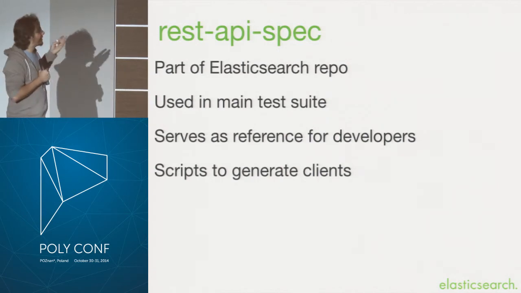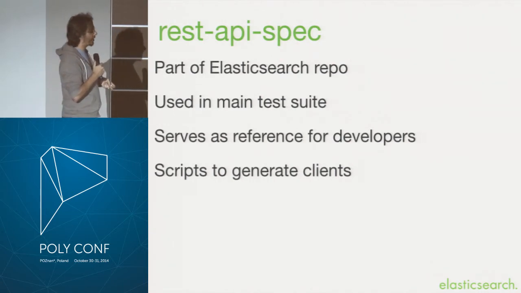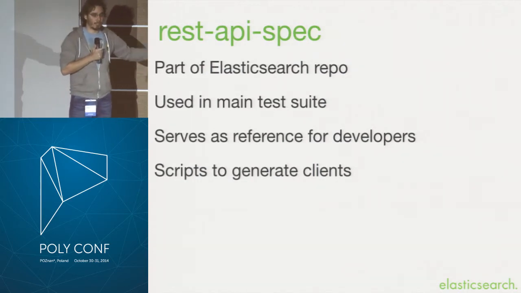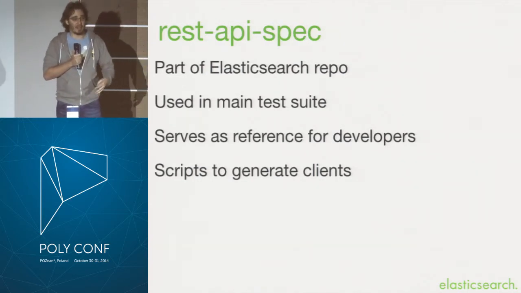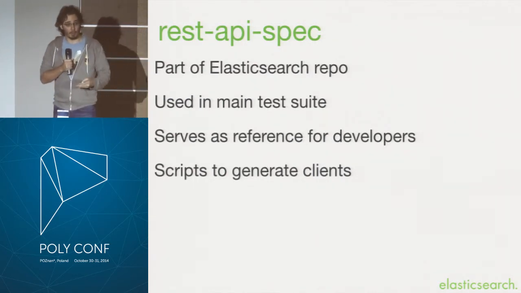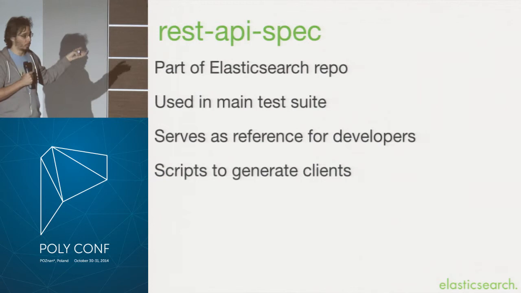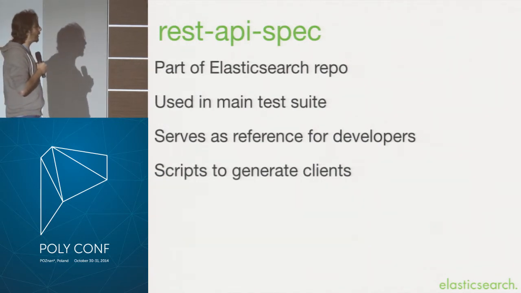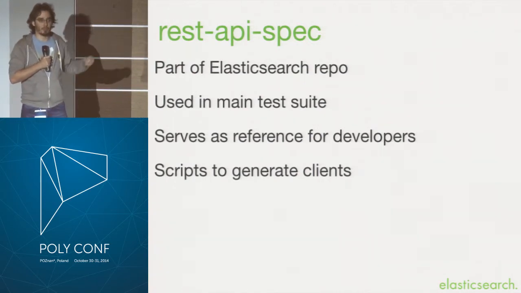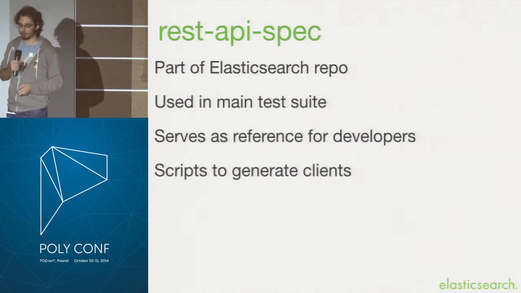Also, it's text, it's code. So we were able to stick it into the Elasticsearch repository itself, and now we sort of use it all over the place. Whenever a developer for Elasticsearch makes any change to the API, they also need to change the specification so it's kept up to date with the code. It's in the same repository, so it also needs to be part of the pull request when you want to change something. We have the scripts to generate some of the clients, and I personally use it as a shorthand reference to see what all the options are there.